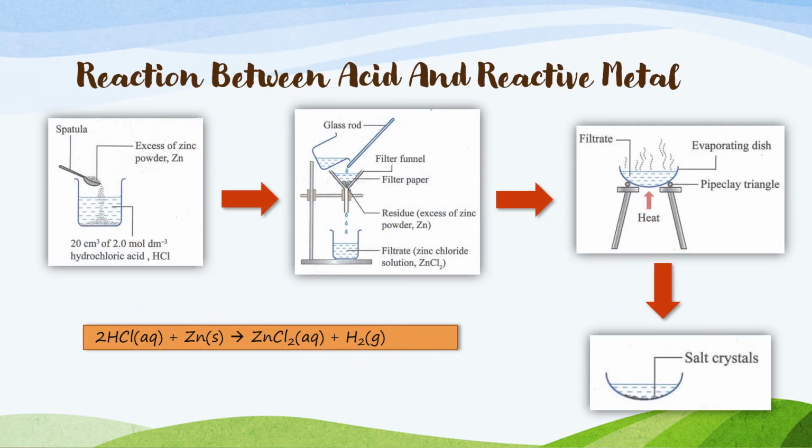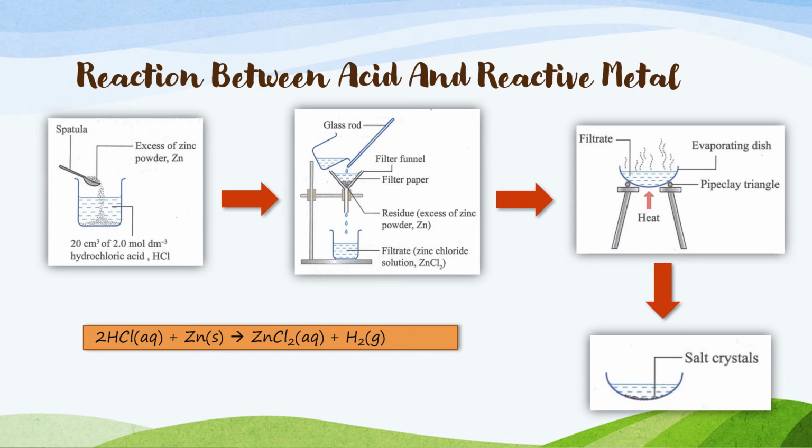Okay, now let's move to the second reaction of the acid, the reaction between acid and reactive metal. As I told you earlier, we're not going to be using any very reactive metal such as sodium or potassium. We're going to use either zinc or magnesium metal for the reaction. Again, we're going to use excess zinc powder, and when the reaction is completed, we're going to filter out the excess zinc to get the filtrate, which is zinc chloride in this reaction.